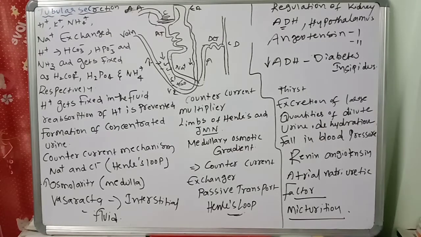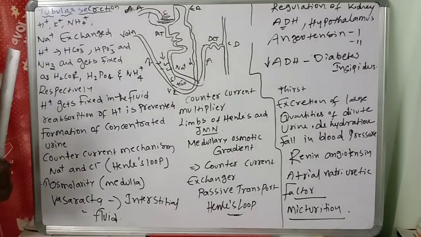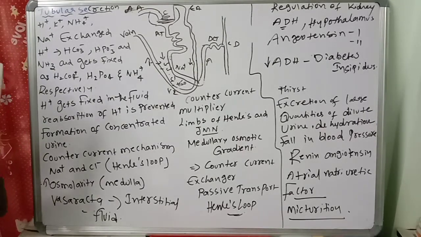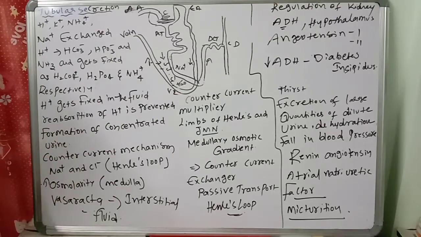That is important. H plus, potassium, NH4, creatinine and organic acids move into the filtrate from the peritubular capillaries into the tubular fluid. Most of the water is absorbed by the proximal convoluted tubule, and sodium is exchanged for water in the loop of Henle.